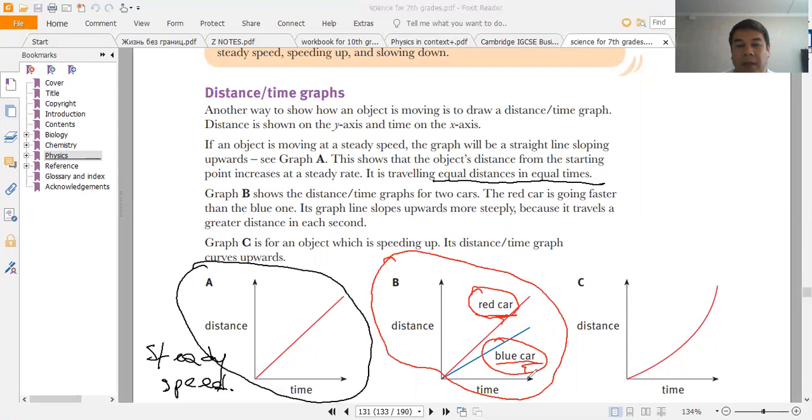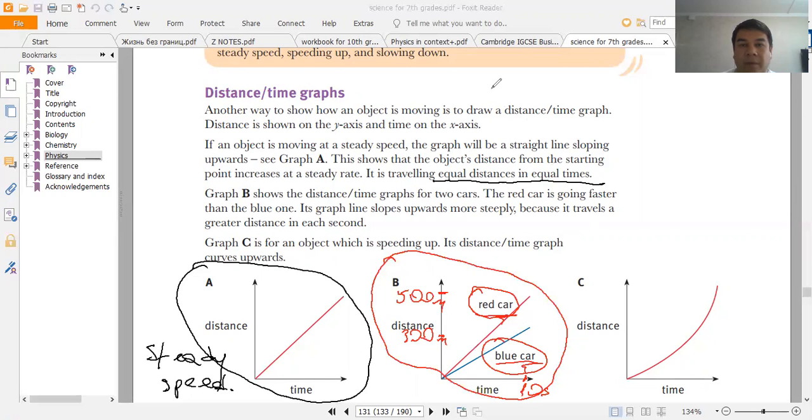Why? Because if we look here at the time, let's imagine it's 10 seconds, and the distance passed here will be like 500 meters. On the other hand, here we have like 300 meters. So the red car's speed will be faster.